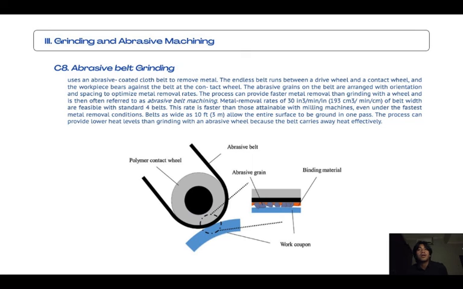Okay, next up we've got ultrasonic machining. It uses an abrasive in a water slurry and a shaped tool. With the abrasive between the tool and the workpiece, the tool is vibrated at ultrasonic frequency. The vibration of the tool drives the abrasive particles against the workpiece, cutting a cavity that is the same shape as the tool.